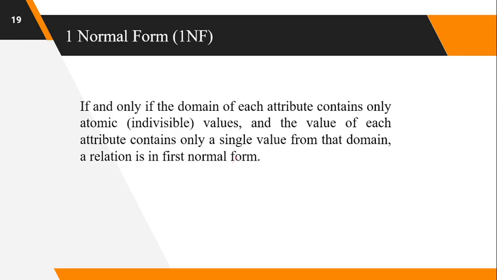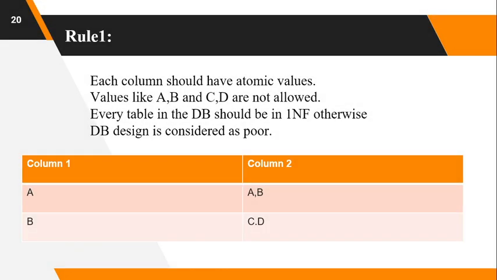So if a relation contains any multiple values, then that particular relation, which is nothing but the table, is not in first normal form. It should contain only atomic values. This first normal form has four rules.